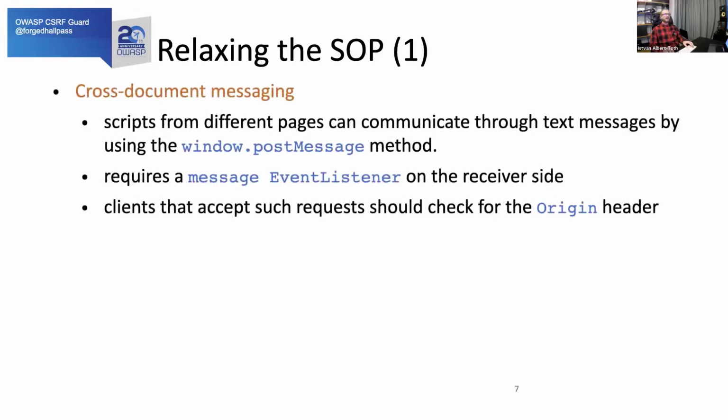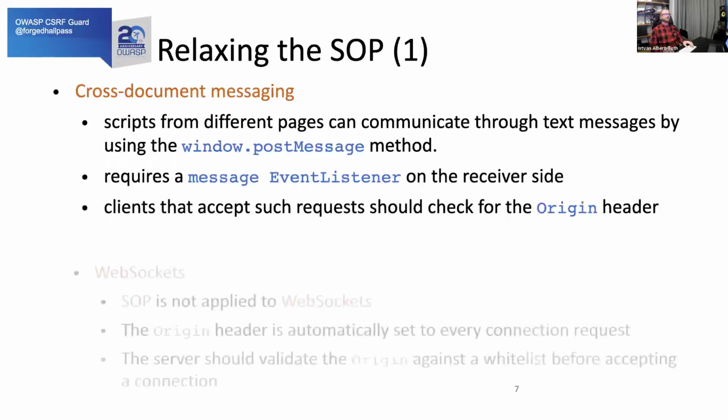So how can you relax the same origin policy? The first of the options is the cross-document messaging. This is not that widely used. The main idea in this case is that the receivers need to set up event listeners for the message string. And normally, if you would use something like this, it would require on the receiver side actually, to check for the origin headers.